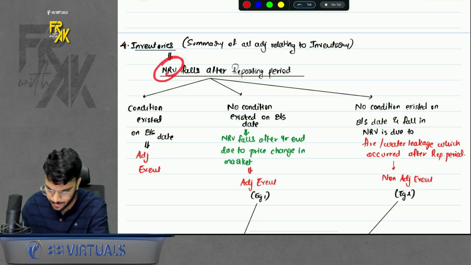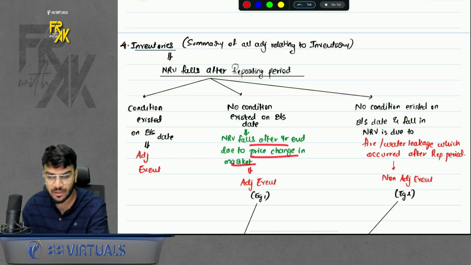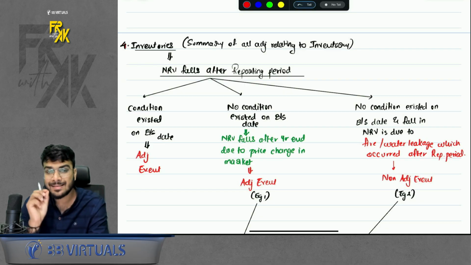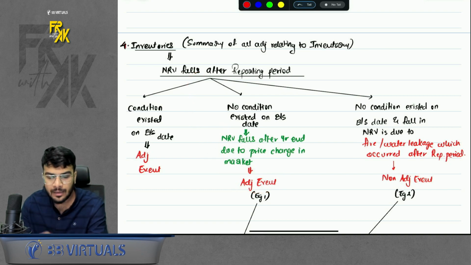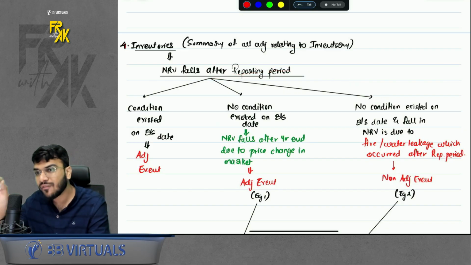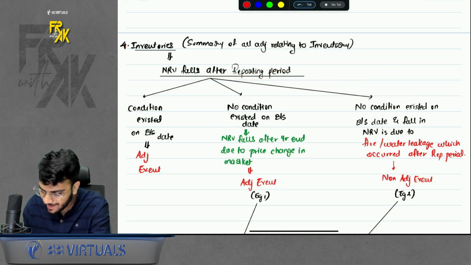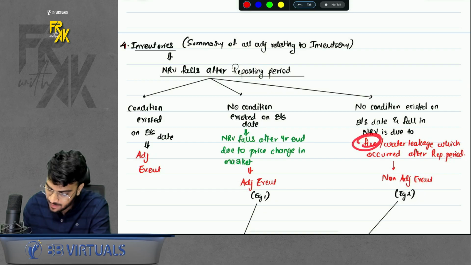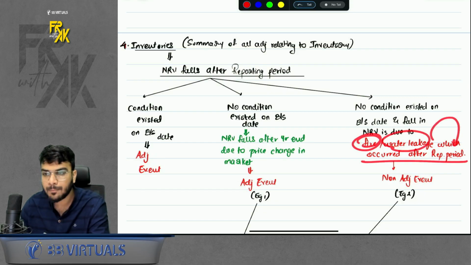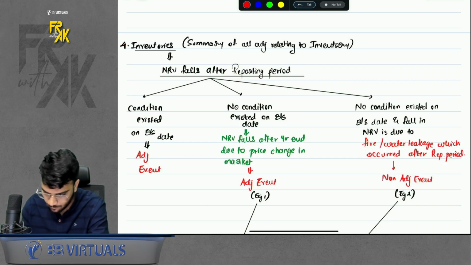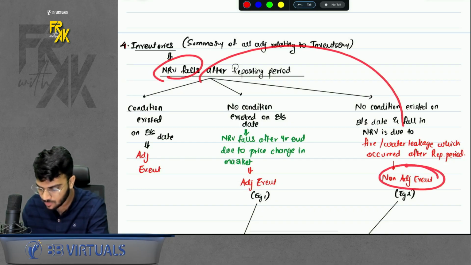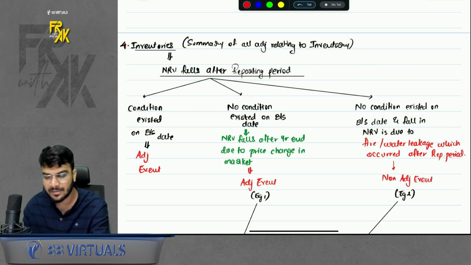What if NRV falls after year end but there was no condition existing? Why did it fall? It fell because of the price change or market fluctuation. Then also, as a special case, you will treat this fall like an adjusting event. I know there was no condition existing on year end, still treat it like an adjusting event as an exceptional case. What if the NRV of inventory falls because of a fire or water leakage, and such fire or water leakage happened after the reporting period? If any event happened after the reporting period, then such a fall in NRV will also be a non-adjusting event. In this case, it is a non-adjusting event.